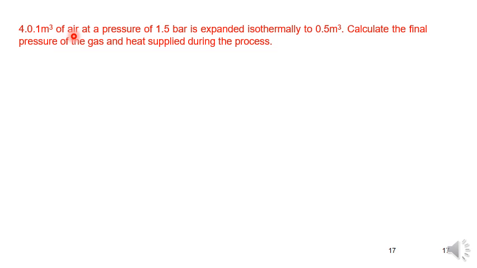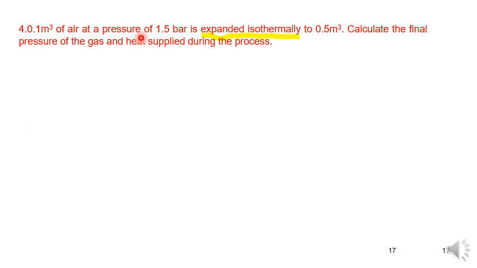0.1 meter cube of air at a pressure of 1.4 bar expands isothermally to 0.5 meter cube. Calculate the final pressure of the gas and heat supplied during the process. In the problem they clearly mentioned it expands isothermally, means work done is P1 V1 log V2 by V1. Expanded isothermally means positive V2 by V1, expansion ratio r is equal to V2 by V1, and it is a constant temperature process.